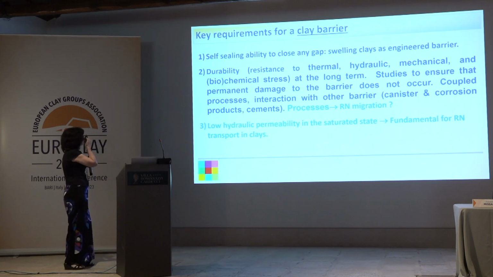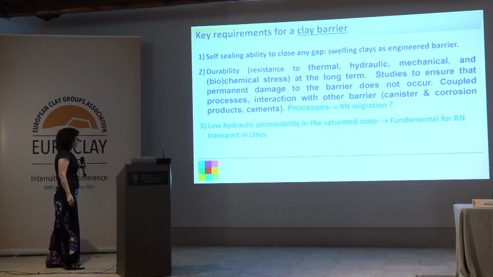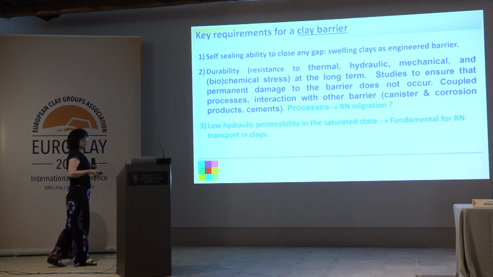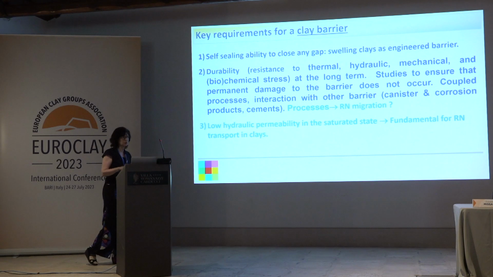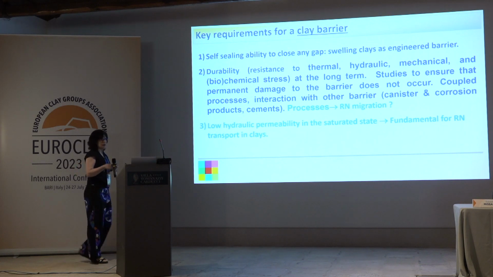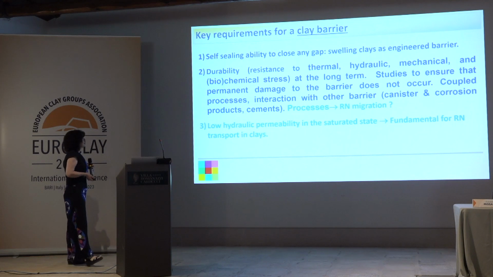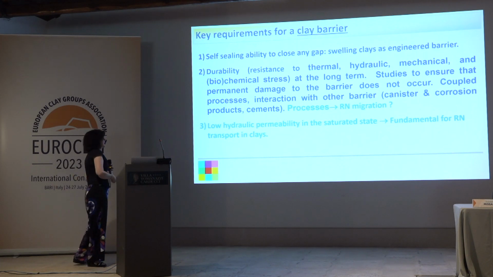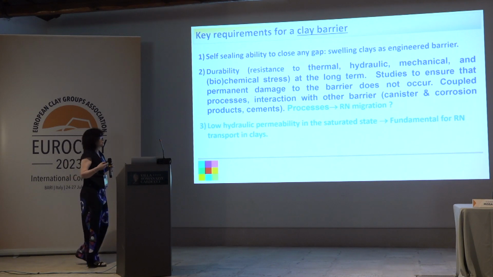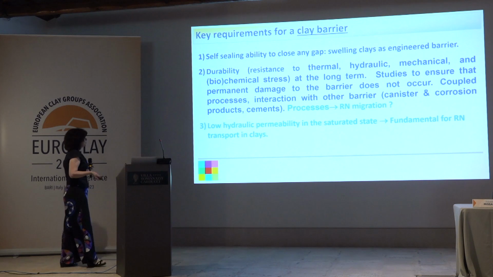So, for example, what are the key requirements for a clay barrier? We need the clay barrier to have the ability to close any gap to avoid the entrance of water to the waste. So for this reason, in general, swelling clays are used as engineered barriers. But then we also need to be sure that the material is durable, so it has to have resistance to thermal, hydraulic, mechanical, and also chemical stresses in the long term. So all the studies that we have to perform must ensure that permanent damage to the barriers does not occur.